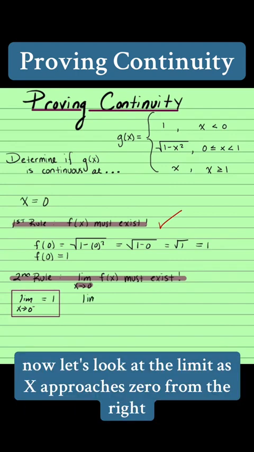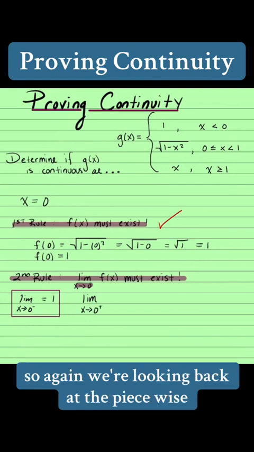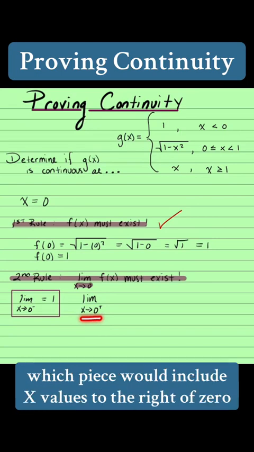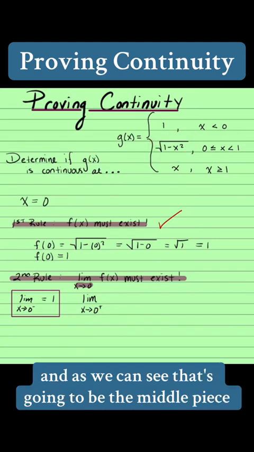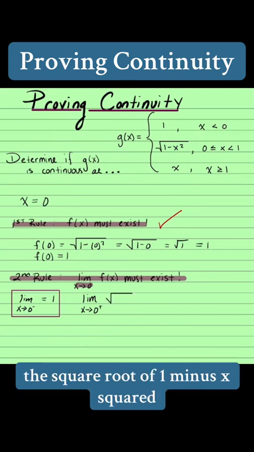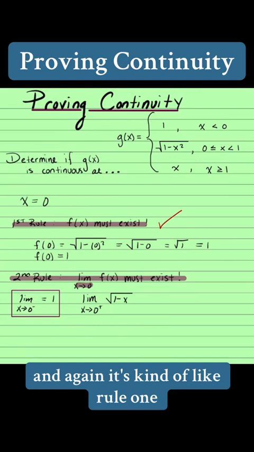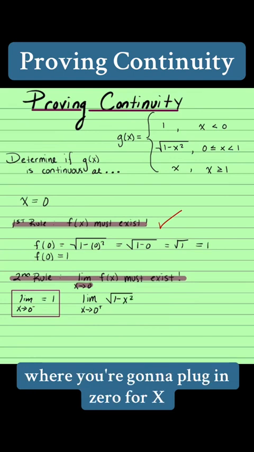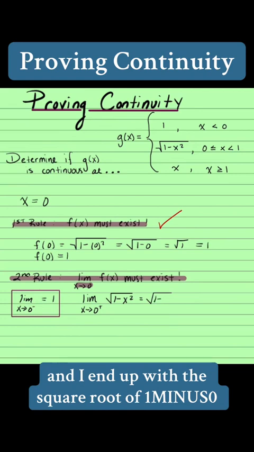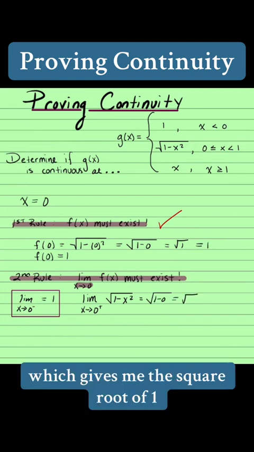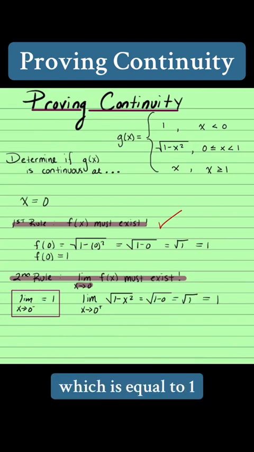Now let's look at the limit as x approaches 0 from the right. So again, we're looking back at the piecewise and we're trying to figure out which piece would include x values to the right of 0. And as we can see, that's going to be the middle piece, the square root of 1 minus x squared. And again, it's kind of like rule 1, where you're going to plug in 0 for x. And I end up with the square root of 1 minus 0, which gives me the square root of 1, which is equal to 1.